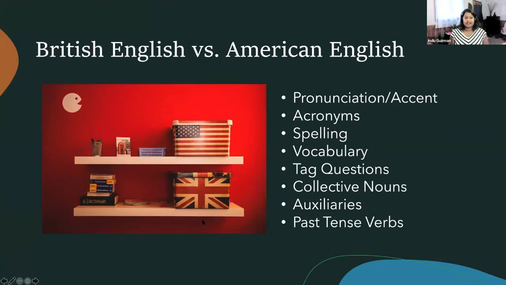What are the differences exactly between British and American English? Obviously, the first things we notice are the pronunciation and accent, consonants, spelling, vocabulary, and tag questions too. Culturally, it seems like the British tend to use more tag questions. A tag question example is, it's a lovely day, isn't it? Are you having a good time?